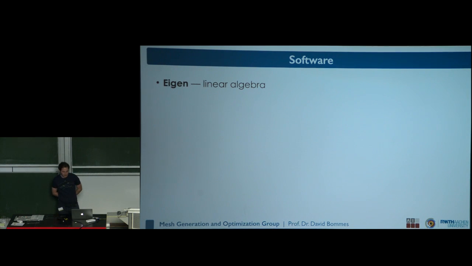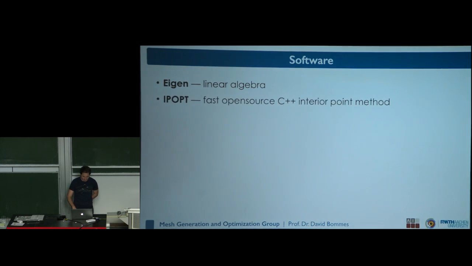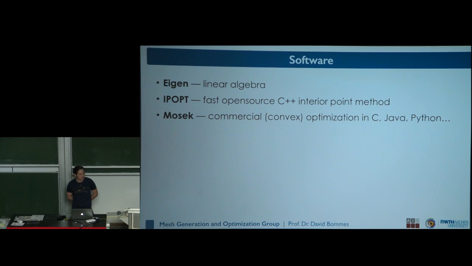I also want to talk shortly about some software packages, because what happens in practice is usually you don't want to implement these algorithms yourself. There are very good software packages, like the Eigen library for linear algebra. Then there is the IPOpt library, so it's a very fast interior point method that also works pretty well for non-convex optimization. We recommend this one. Mosek is one that is really good for convex optimization problems, also for SDPs.